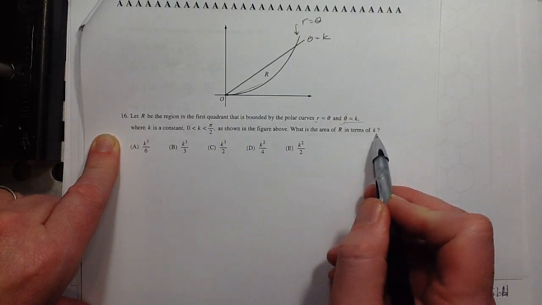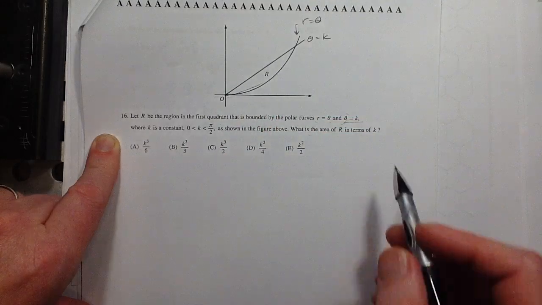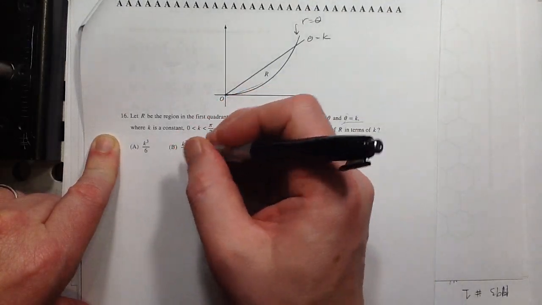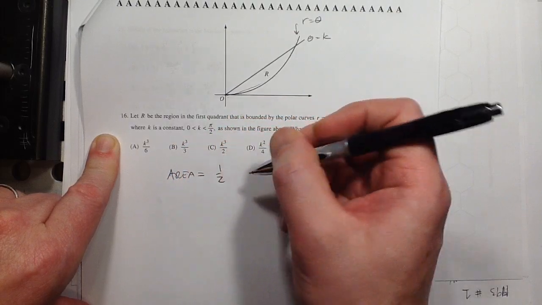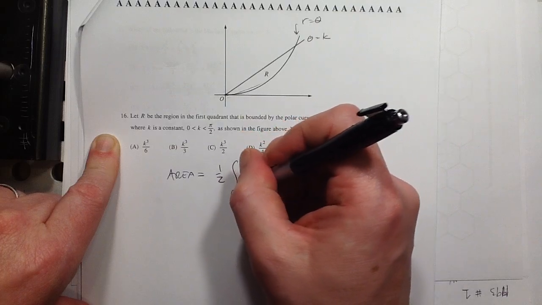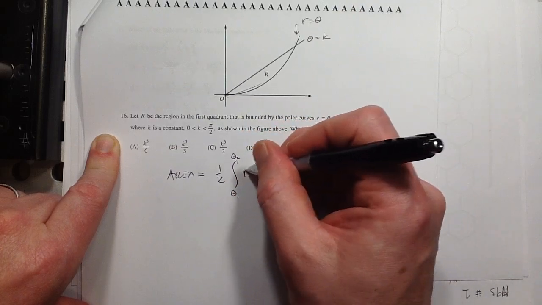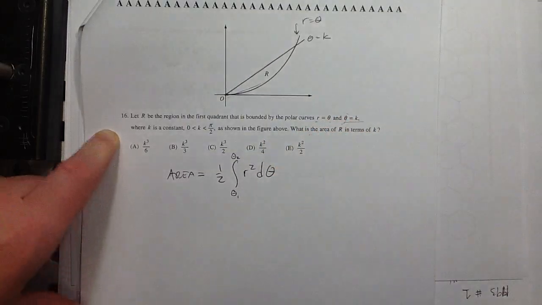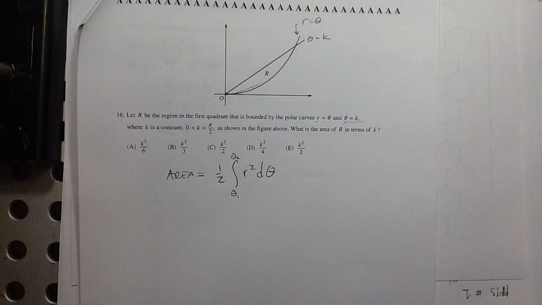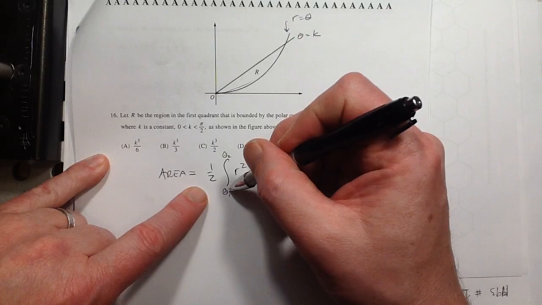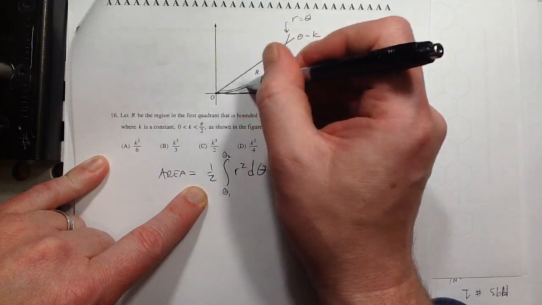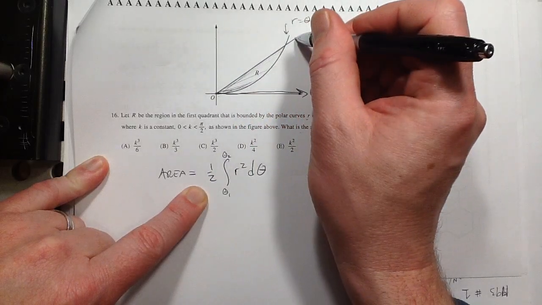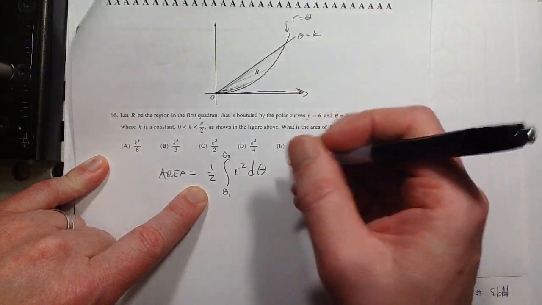What's the area of this in terms of k? Well, for the area of a polar curve, the formula you need to know is 1/2 the integral from theta 1 to theta 2 of r squared d theta. Right? So let's think polar here for a minute. Where am I looking from? I'm looking from here, from theta equals 0, up to here, and that's where theta is equal to k.